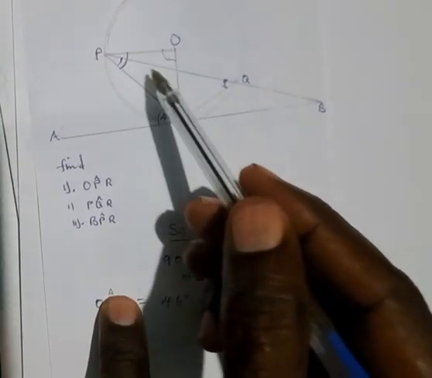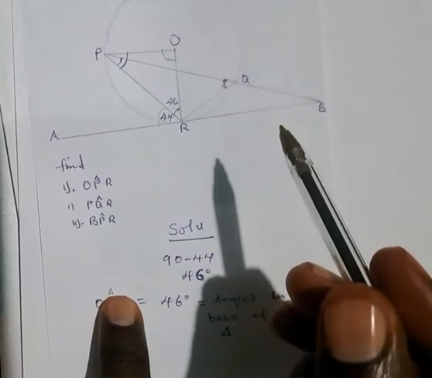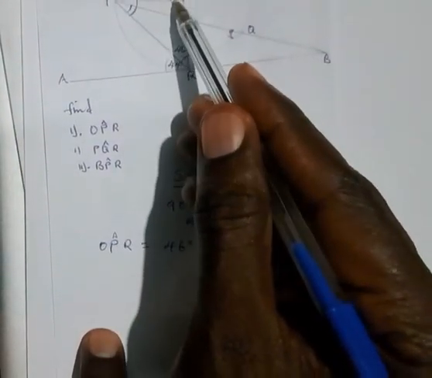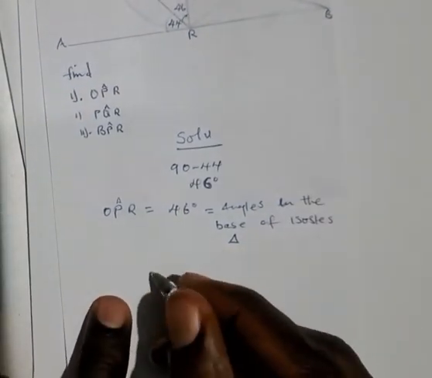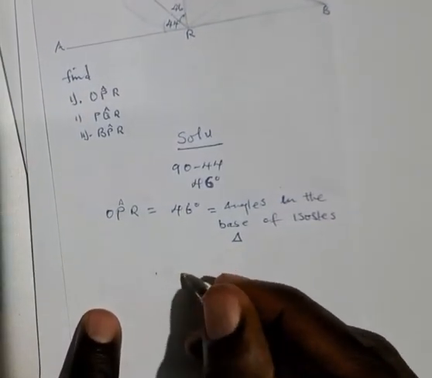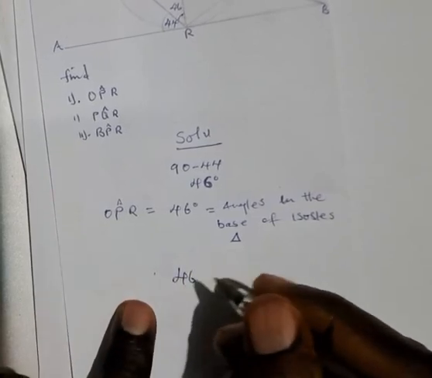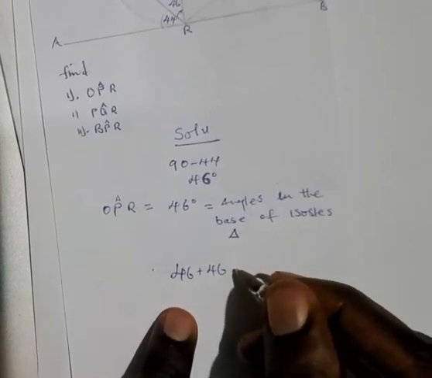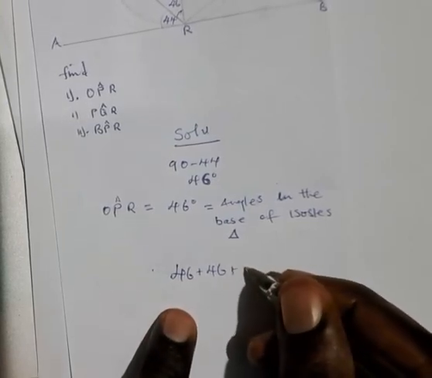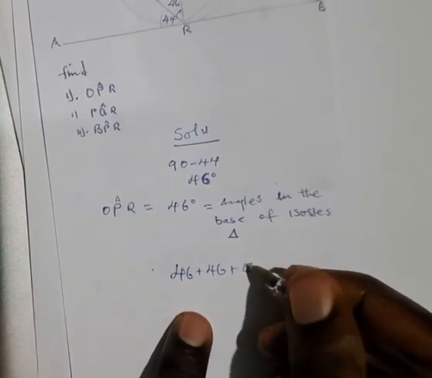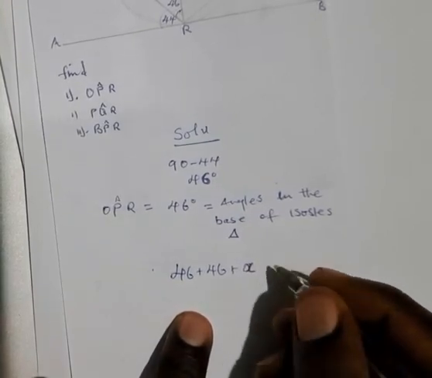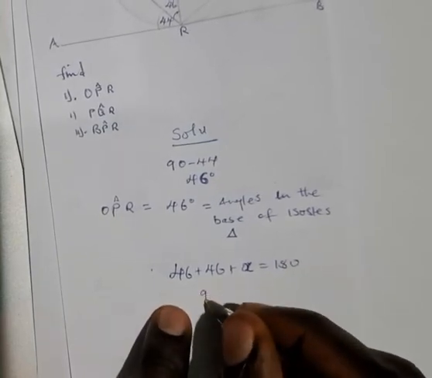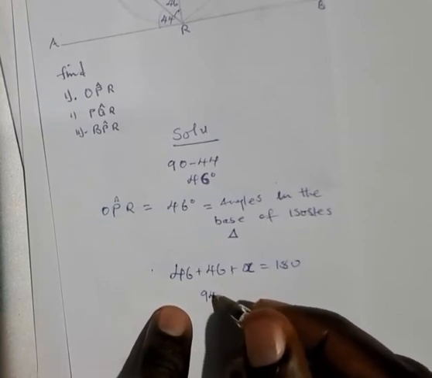And this angle plus this angle plus this angle make up a triangle which adds up to 180 degrees. So we're going to have 46 plus 46 plus, let's call the one we don't know x, is equal to 180. So 46 plus 46 gives us 92.